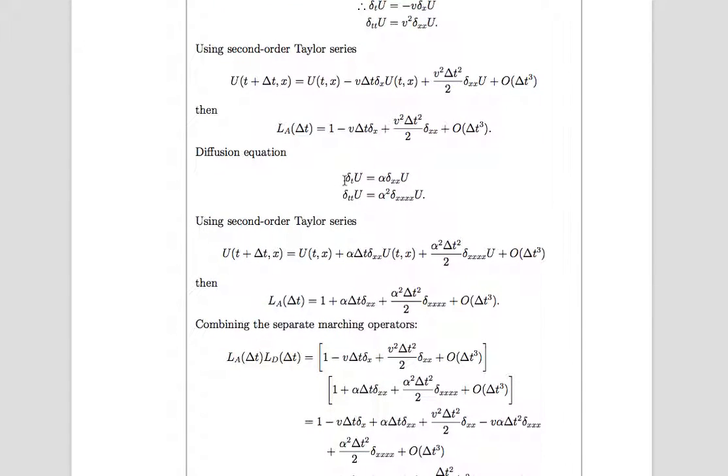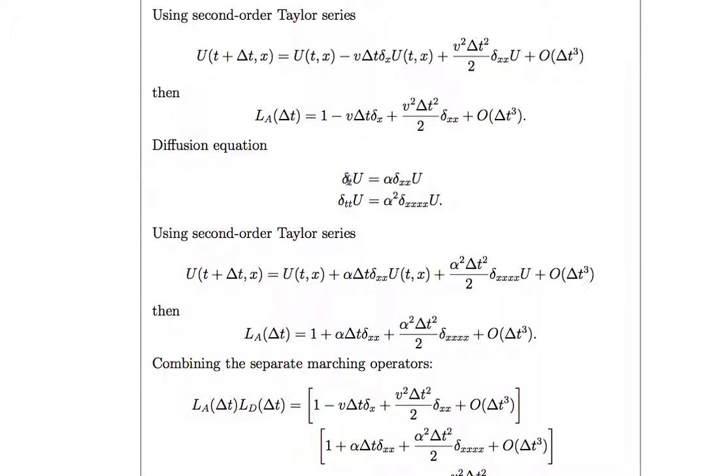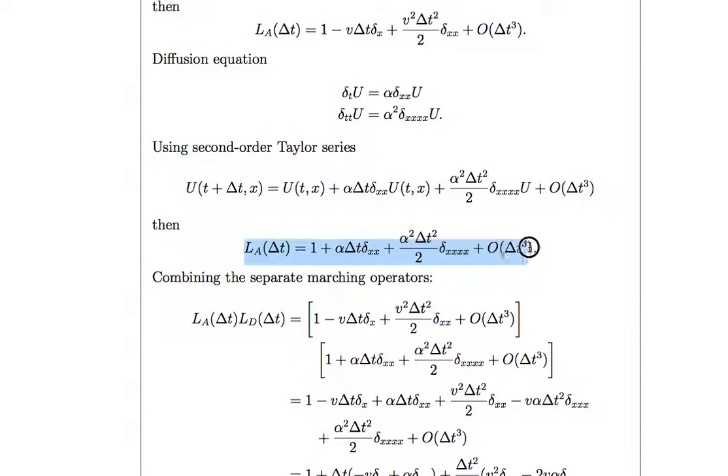Doing similar for the diffusion equation. We have the first order derivative and the second order derivative, and again substitute into the Taylor series, and we have the diffusion operator. Ignore that A, that should be a D.